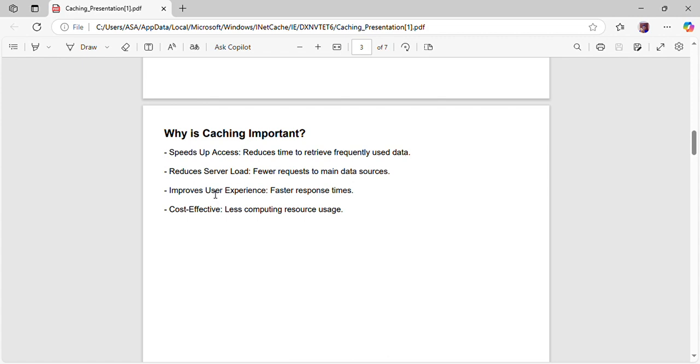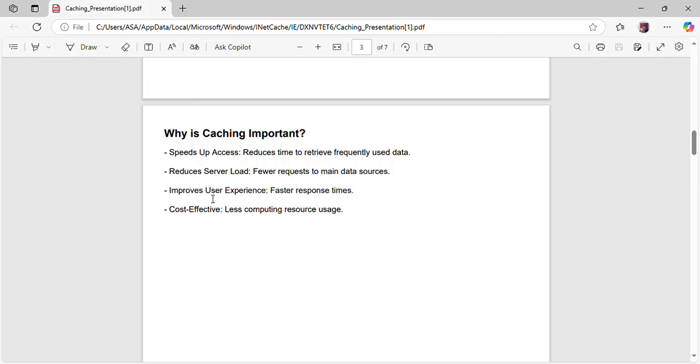Now let's look at some of the reasons why we need to store files in caching formats. One, it speeds up access. It makes it easier for you to retrieve the cached file or used data rather than locating the original file. Two, it reduces server load and cost savings.